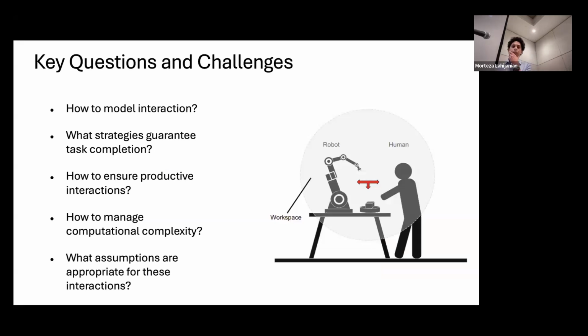There are key questions that we need to answer. First, how to model this interaction, what strategies guarantee task completion, how to ensure productive interactions, and how to manage computational complexity. It's a huge planning space. And what assumptions are appropriate for these interactions? Assumptions are important to provide guarantees. So what kind of assumptions do we need to provide?